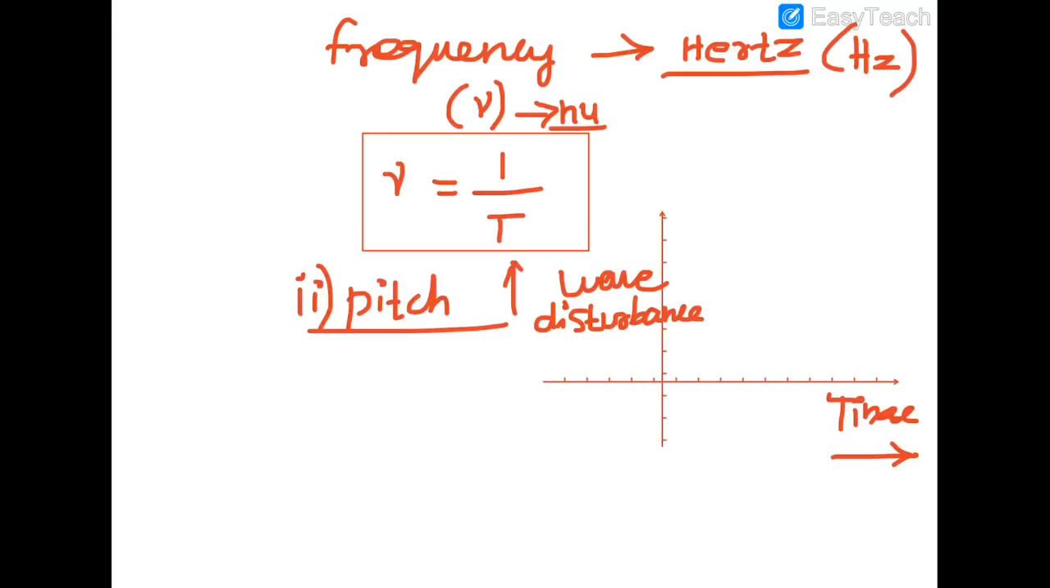If you plot it, see, low pitch means the object which vibrates will take a lot of time to vibrate. For example, if you take different musical instruments, one is producing a low pitch. If you plot the graph between wave disturbance and time, if it is low pitch, the distance between the frequency interval will be very high.